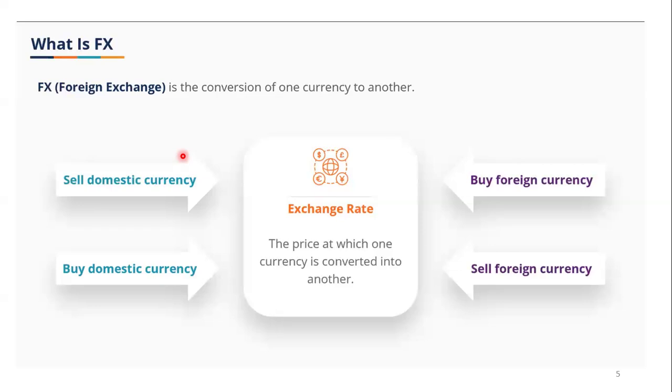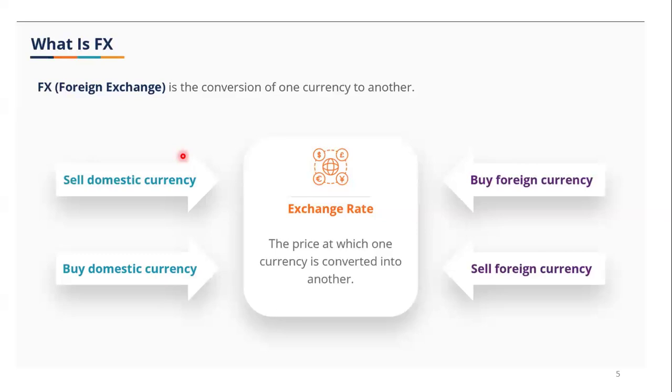And the price at which one currency is converted to another is what we call the exchange rate. So the exchange rate is the price at which one currency is converted into another. So when you are in your respective nation, the currency that is used in that nation is what we call a domestic currency. So a domestic currency is used in a respective nation to do any domestic transaction. So any other currency coming in that is not a domestic currency is considered as a foreign currency.